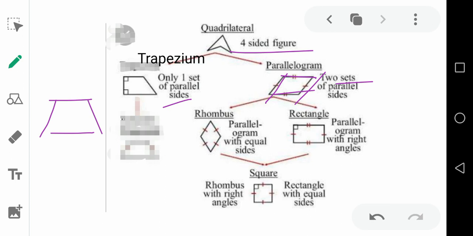Okay, I told you a rhombus is a special type of parallelogram with all four sides equal. A rectangle is also a parallelogram, with right angles: all four angles will be 90 degrees. And a square is a special type of rhombus. Why is it a special type of rhombus? Because all sides are equal. A square is also a rectangle with equal sides. So these are the properties. So you have to understand it.